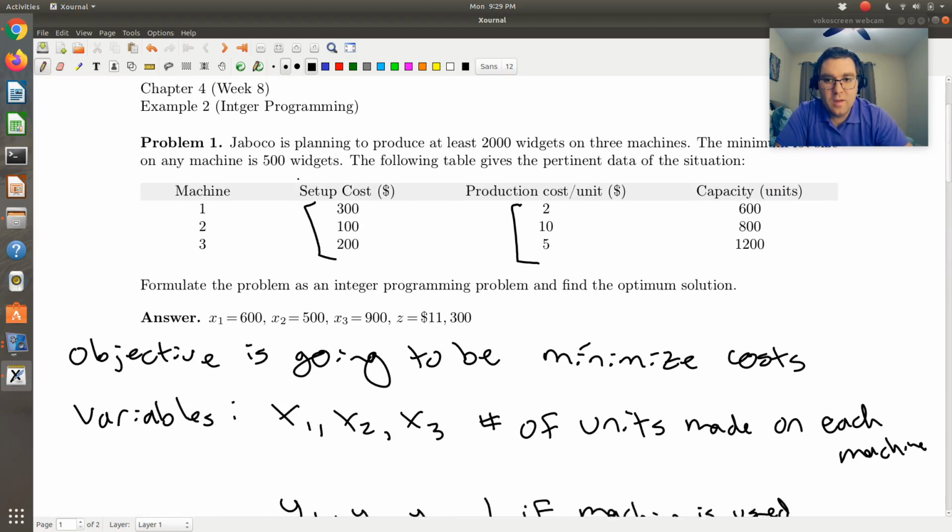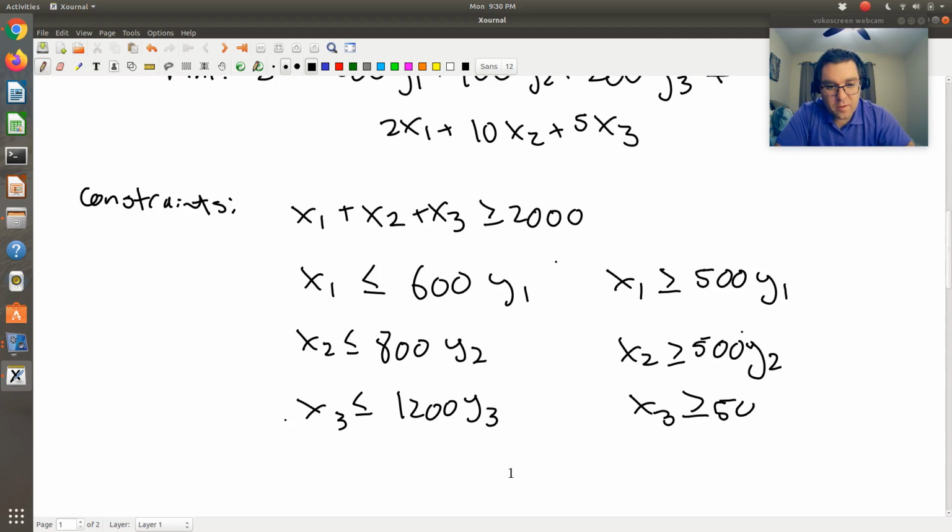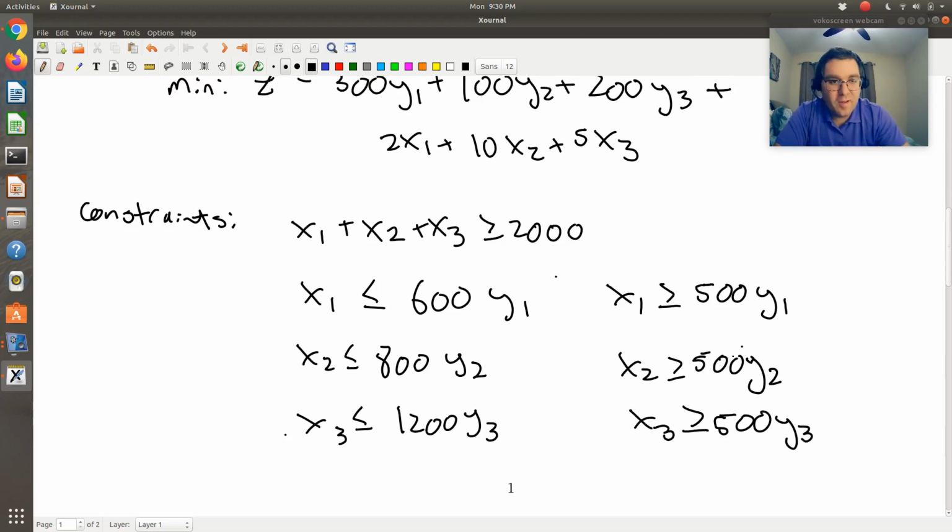Now I also need to enforce that the minimum lot size on any machine is 500. This is going to be similar. So x1 is greater than or equal to 500 times y1. If machine 1 is used, the value of x1 needs to be between 500 and 600. But if machine 1 is not used, then x1 is equal to 0, because 0 is the only value of x1 that would satisfy both of these inequalities. So x2 is greater than or equal to 500 times y2, and x3 is greater than or equal to 500 times y3. Pretty cool, right?